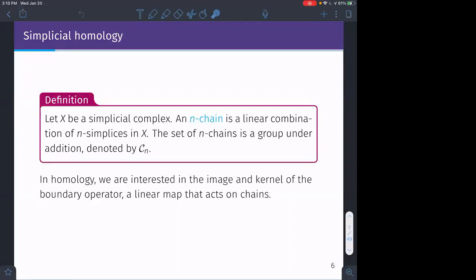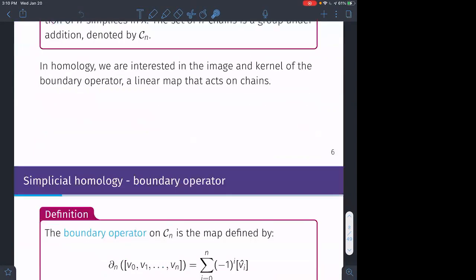The boundary operator acts on things that are called n-chains. So I'm not just living in a set of simplices, I'm living in this space, a linear space of linear combinations of simplices. And those linear combinations are what I call n-chains. In homology, you're going to be interested in the boundary operator, which acts on this set, and then you're going to be looking at the image and the kernel.